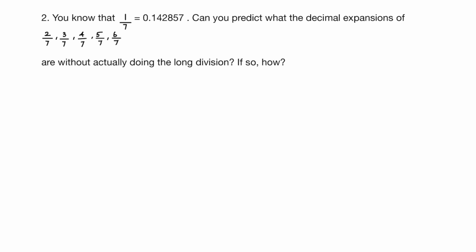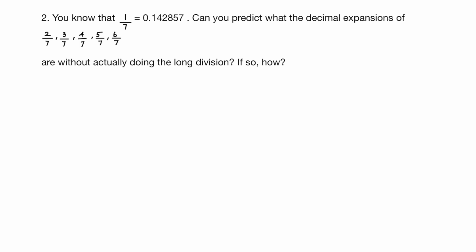Let me just read you the question first. You know that 1 divided by 7 is equal to 0.142857. Can you predict the decimal expansions for 2 divided by 7, 3 divided by 7, 4 divided by 7, 5 divided by 7 and 6 divided by 7 without actually doing the long division? If so, how? Can you actually predict those values? Yes, of course you can, and we'll be doing that now. We don't have to do long division for that.